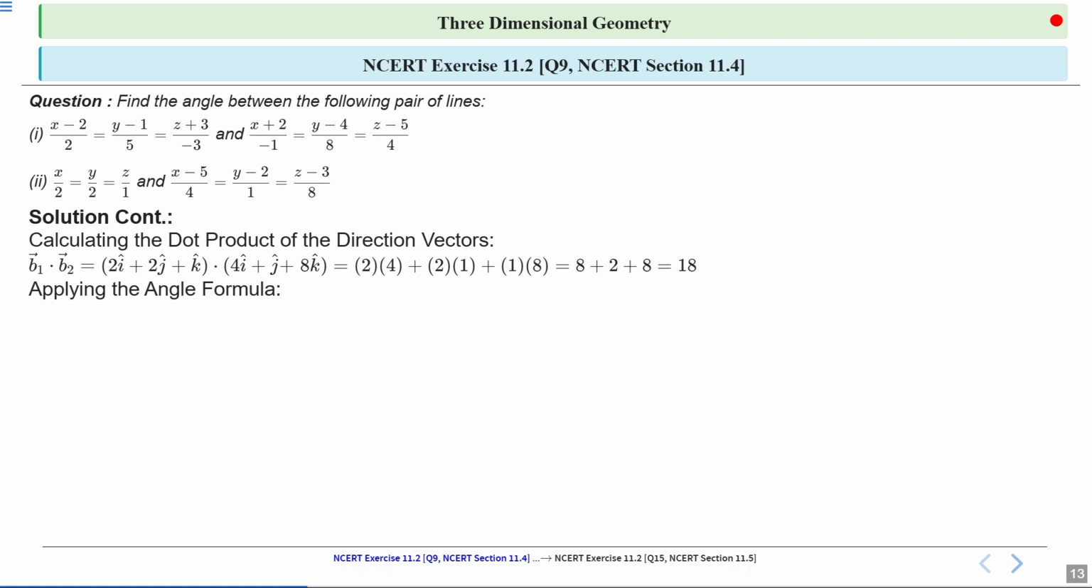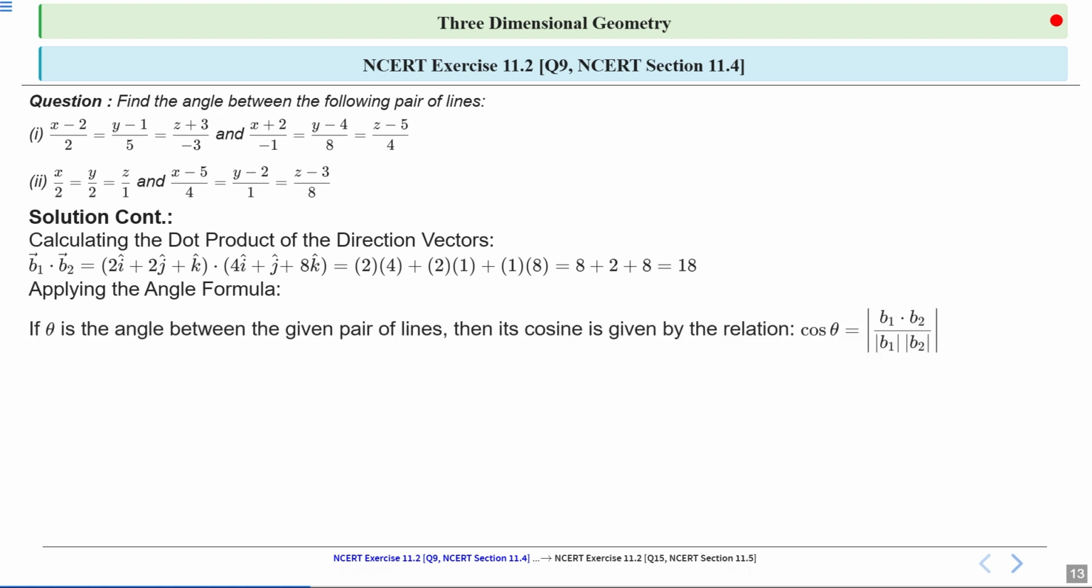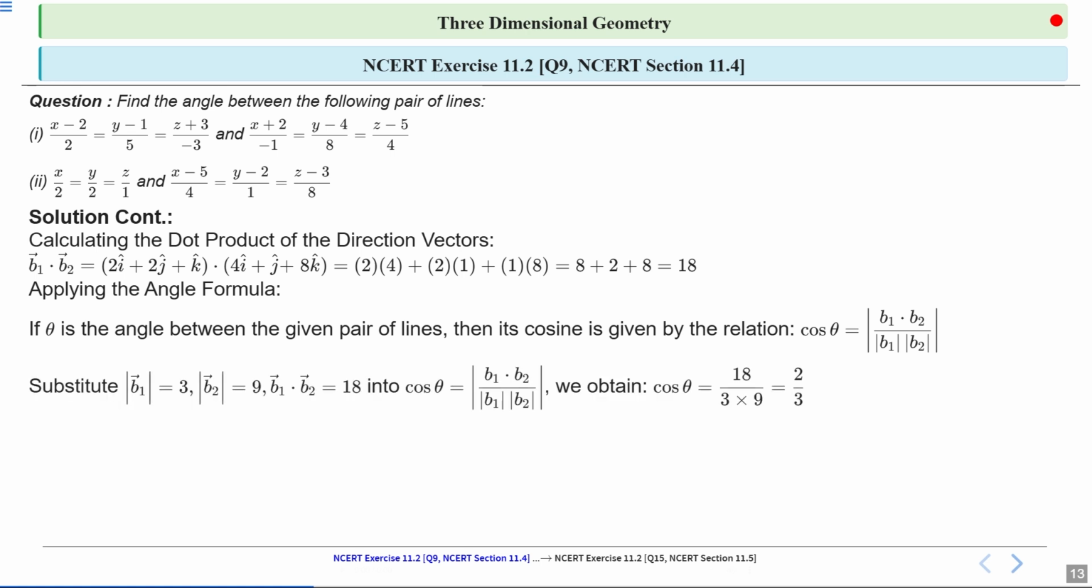Next, let's recall the formula for the angle between two vectors again. It's cos theta equals the absolute value of the dot product divided by the product of the magnitudes, right? So cos theta will be equal to magnitude of b1 vector dot b2 vector upon magnitude of b1 vector into magnitude of b2 vector. Okay. Now substitute magnitude of b1 vector is equal to 3, magnitude of b2 vector is equal to 9, and b1 vector dot b2 vector is equal to 18. We obtain cos theta is equal to 18 upon 3 into 9, which is equal to 2 upon 3, right?